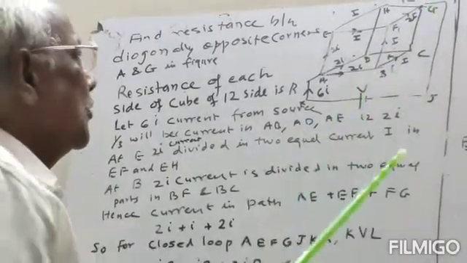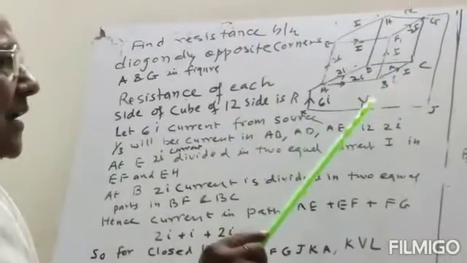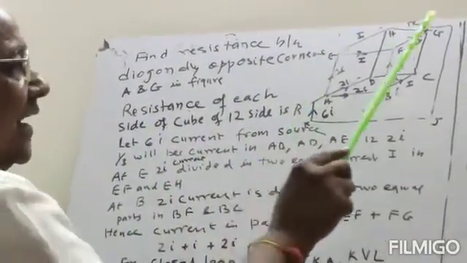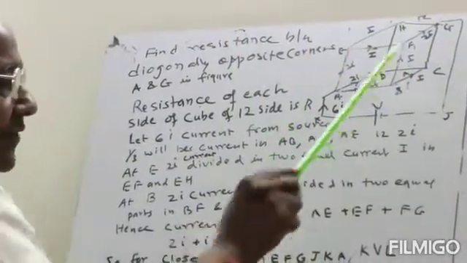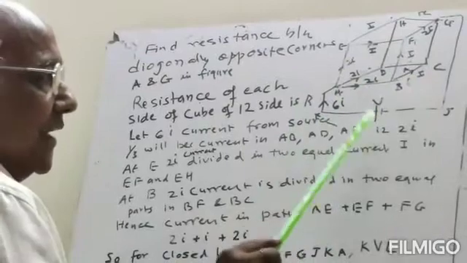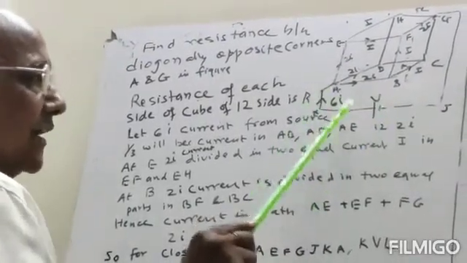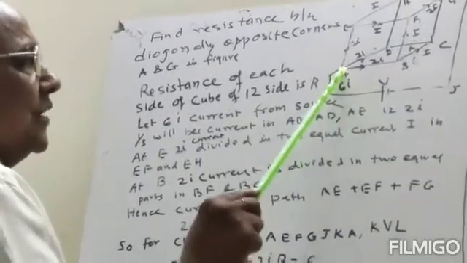So I explain again, the resistance of each side is R, and A and G are opposite corners. Now we connect A and G by a battery whose voltage is V. Now we consider that 6I current flows here at the point A.